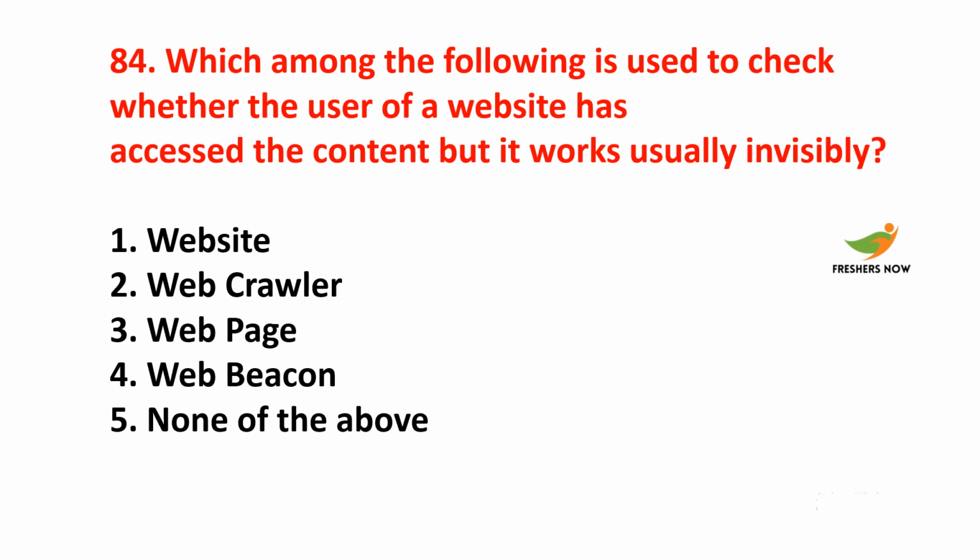84th question. Which among the following is used to check whether the user of a website has accessed the content but it works usually invisibly? And the answer is option 4, web beacon.